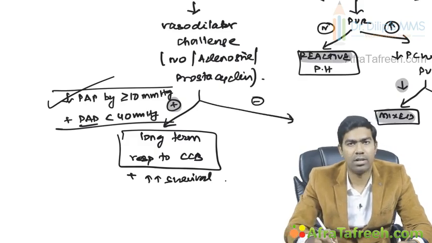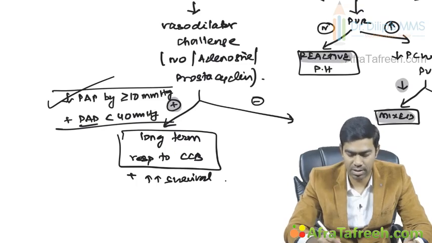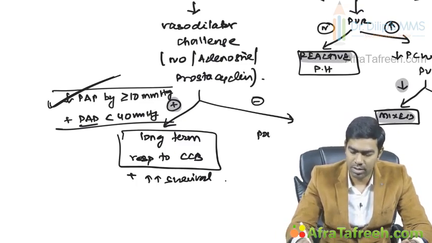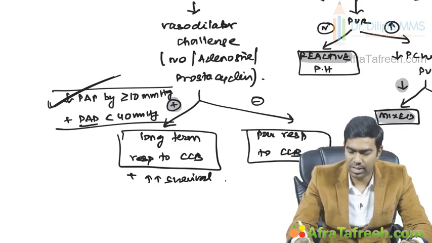Suppose they don't react, which means the criteria is not fulfilled and they are not dilating in response to the vasodilator, it means there will be poor response to calcium channel blockers. At the same time, this is also associated with a little bit of reduced survival and a bad prognosis.